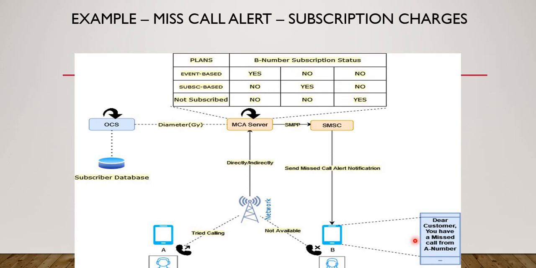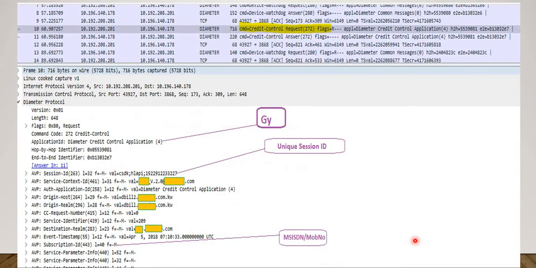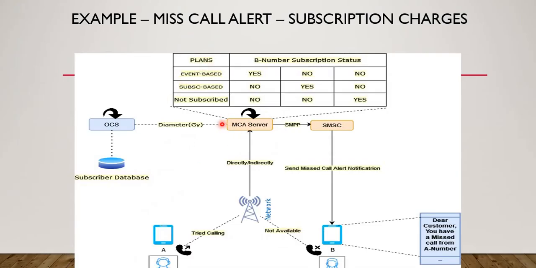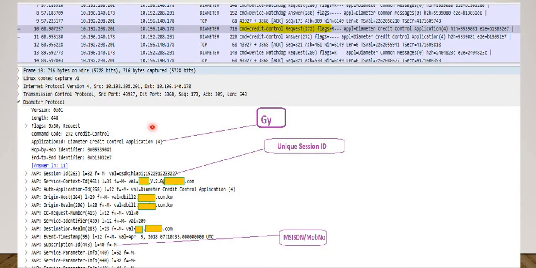So this is how I explained a very short topic, which is a type of charging, event charging, immediate charging. We also call it direct debit charging. Okay, so let me see if I have, yeah. So this is a sample credit control request which comes to the OCS, meaning this particular part. MCA is sending it to OCS to deduct the charge. Now this is an event-based service, if I'm not wrong.